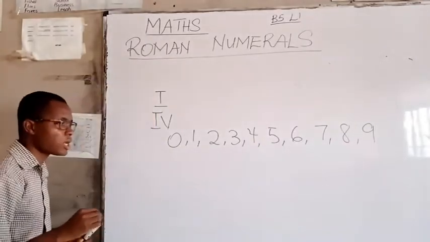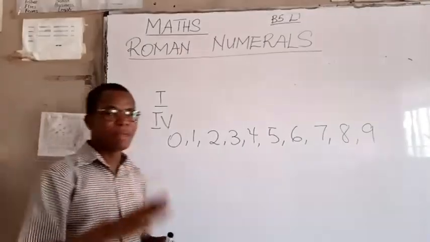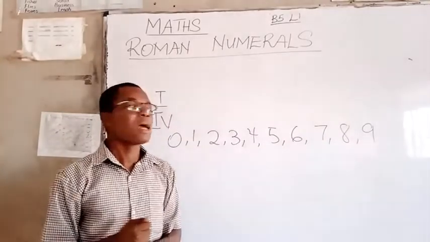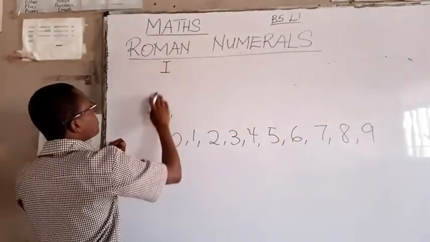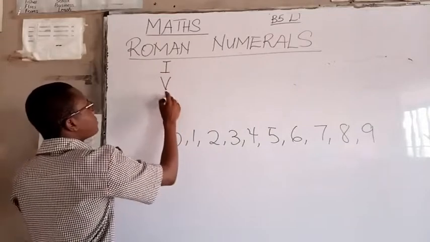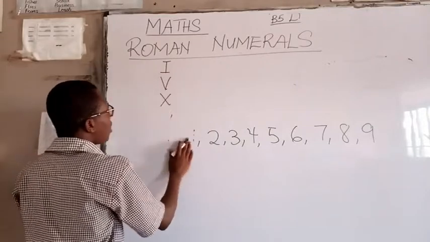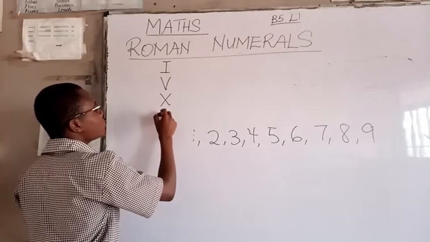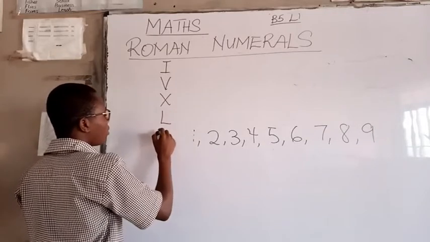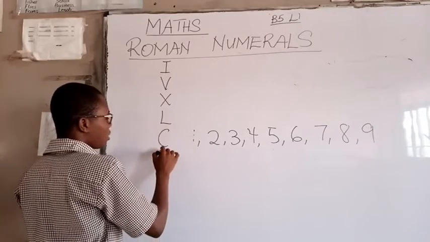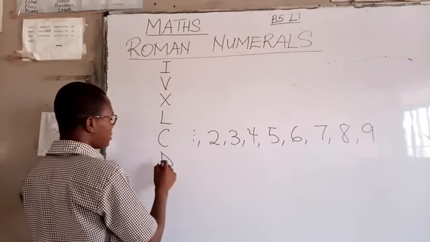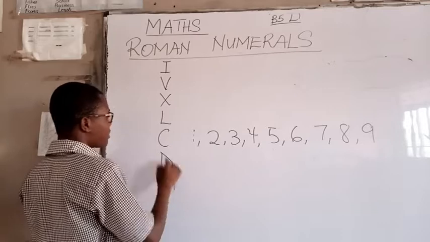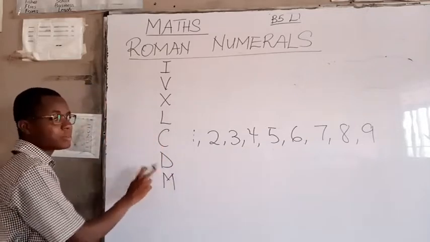Now, in Roman numerals, we use 7 main symbols, and they are I, V, X, L, C, D, and M. Sorry, C, D before M, please. M. Let's count the doctor's name.